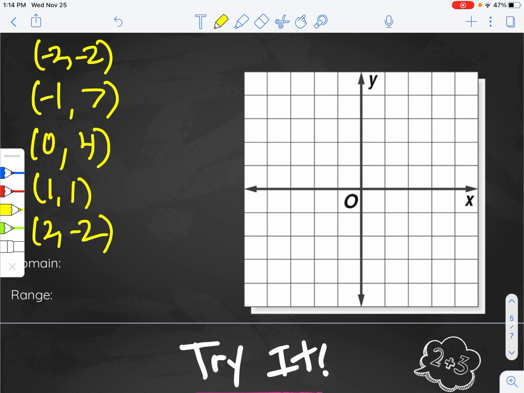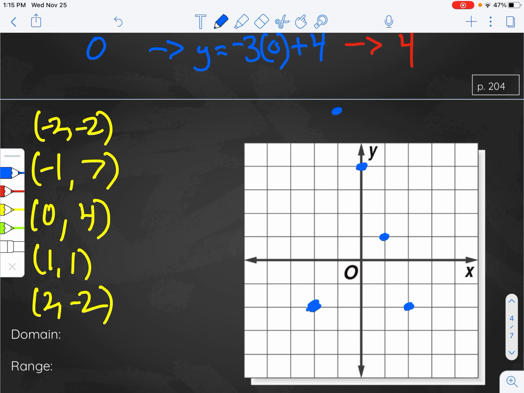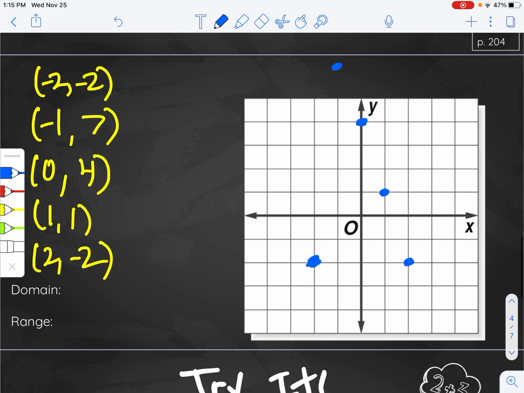Negative 2, negative 2 is right here. Negative 1, 7 would be somewhere up here. 0, 4, 1, 1, and 2, negative 2. Now, we are not connecting these as a line like I talked about a little bit earlier. They're just these individual dots.